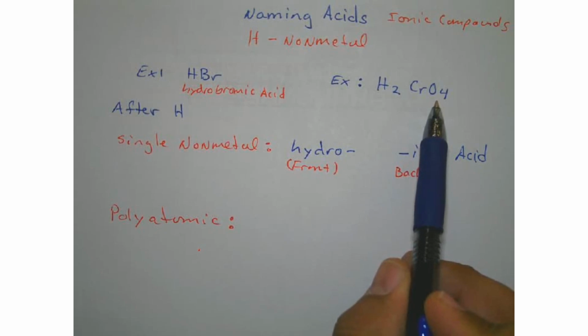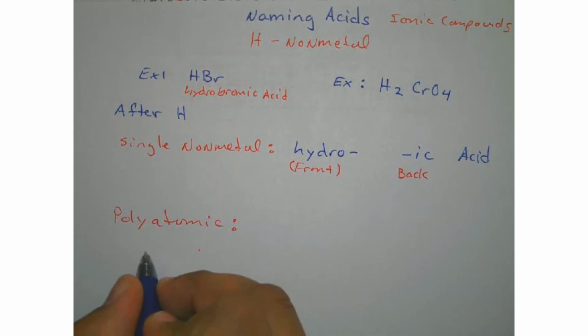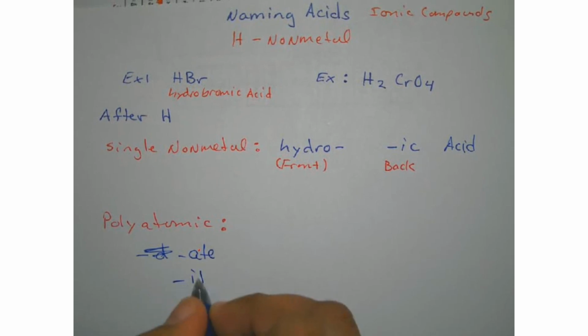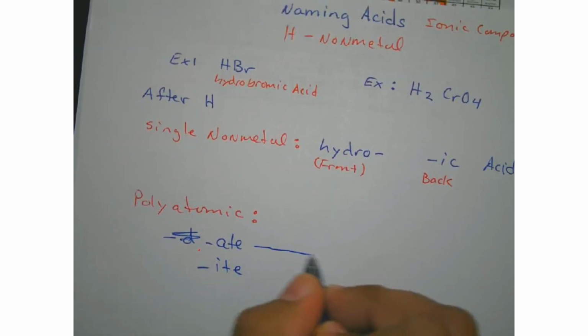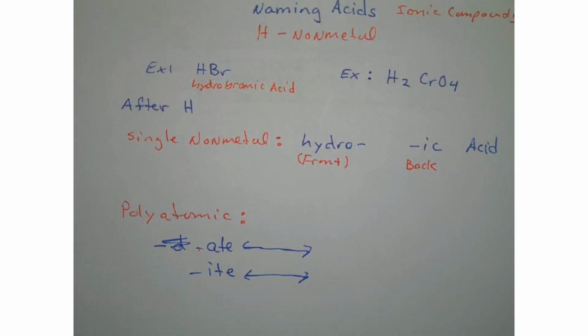So we see that CrO4 is chromate. Keep that in your head, chromate. And if you look on the list, guys, there are two basic endings to all polyatomics. They end in ate and they end in ite. Those are our two basic endings for polyatomics. If they don't end in ate or ite, you treat it the same way as ate.